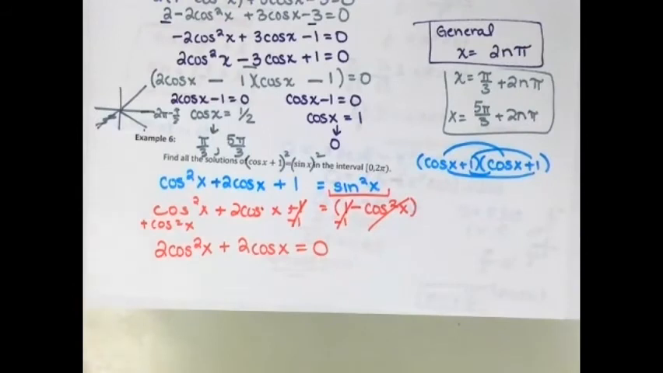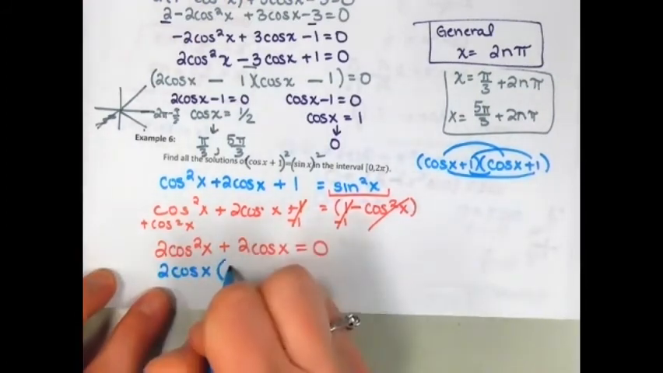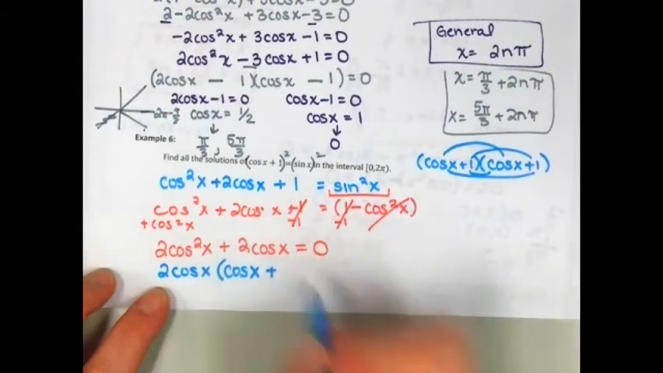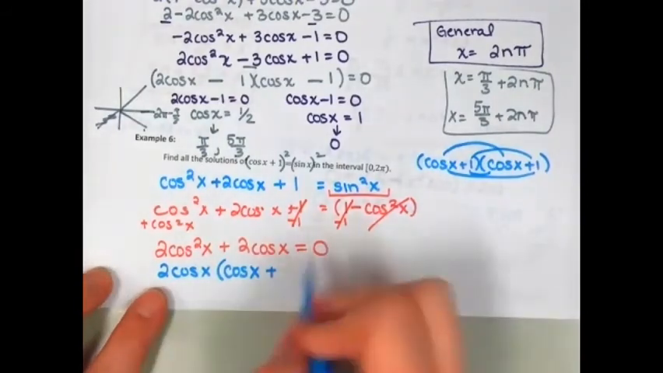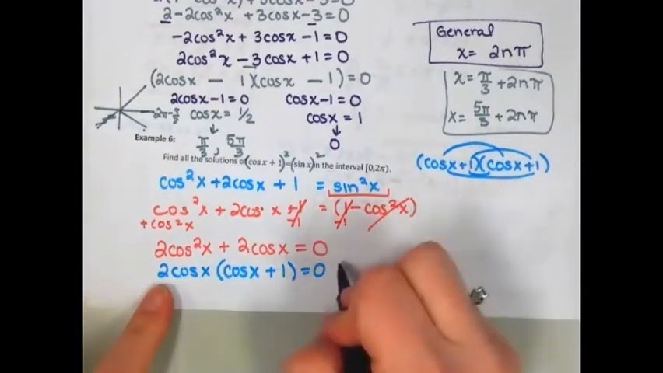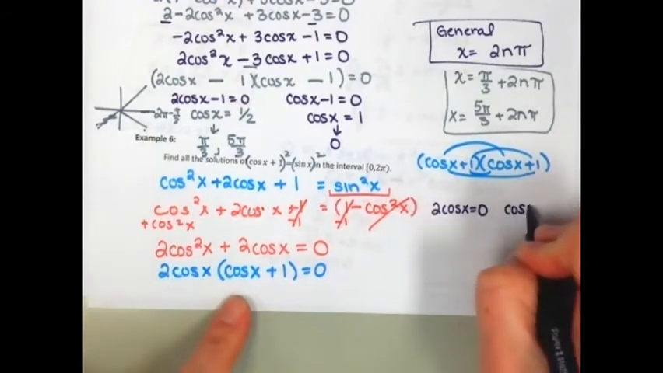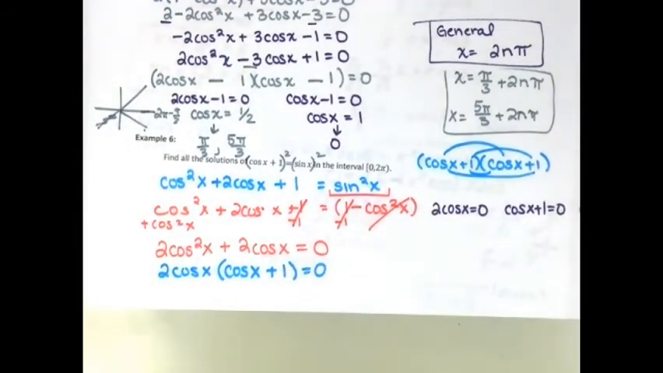Now, from here, what would you guys do? We need to factor. So what is my GCF between 2 cosine squared and 2 cosine? 2 cosine. So I can take 2 cosine off, and I'm left with cosine plus what? 1, yep. And now, since we're factored, can we set each part equal to 0? Yeah. So we have 2 cosine x equals 0 and cosine x plus 1 equals 0. You guys okay with that?